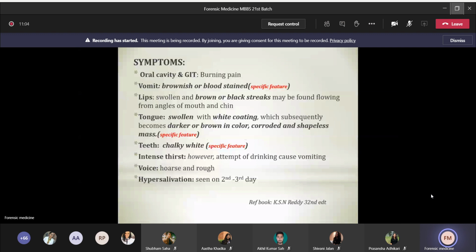So when you look at the angle of the mouth or on the chin area, you will see brown or black streak. Tongue appears swollen with white coating. Initially you will see swollen and there is white coating, and later on that will become darker or brown in color, corroded and shapeless mass. That means the margin is ill-defined in later phase.